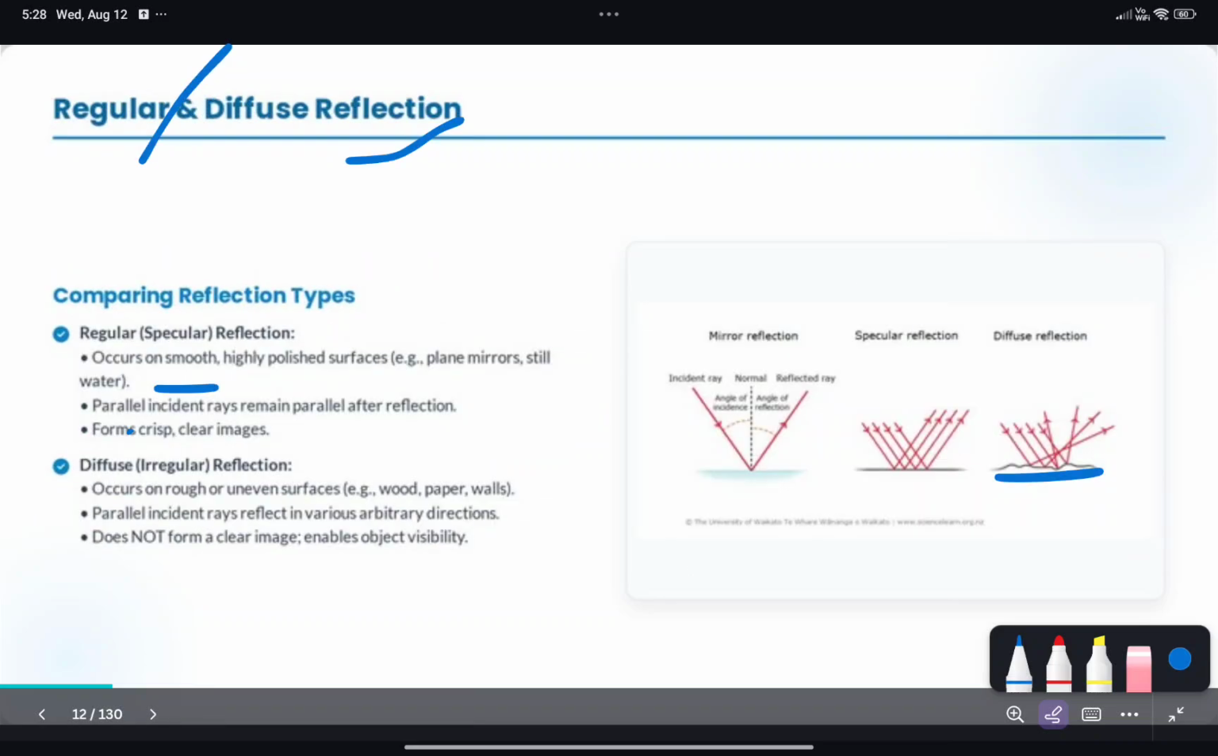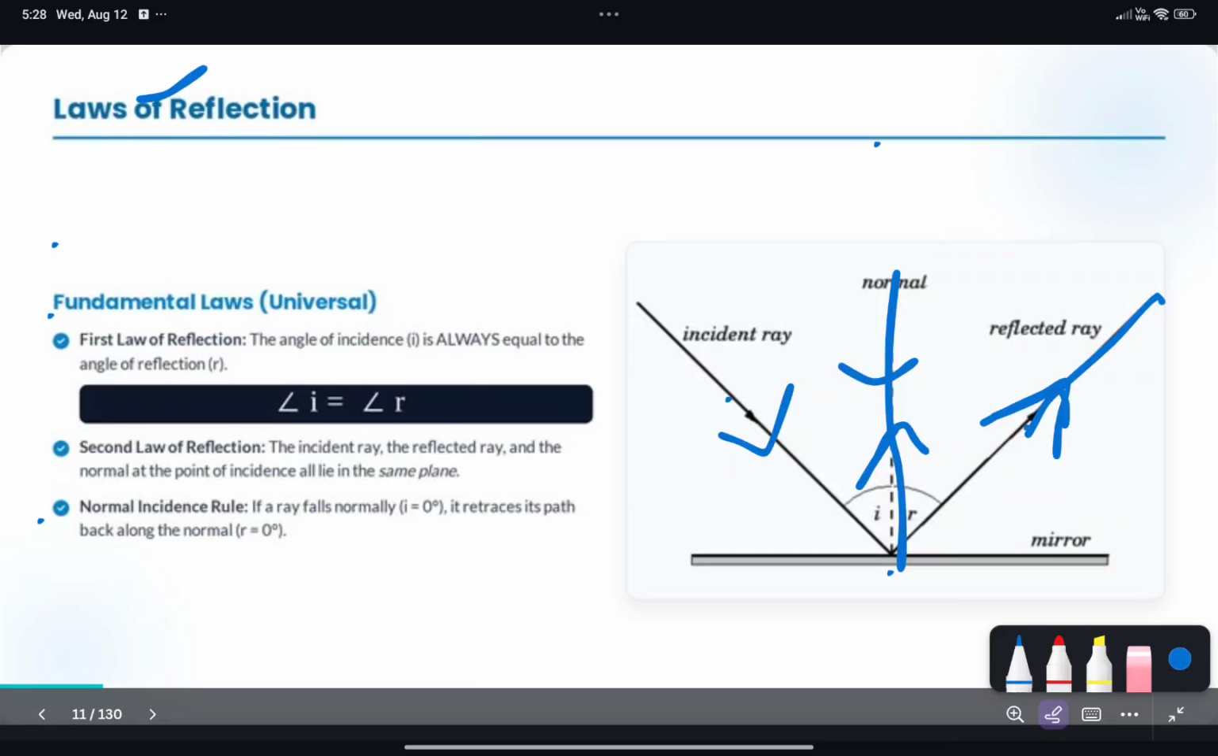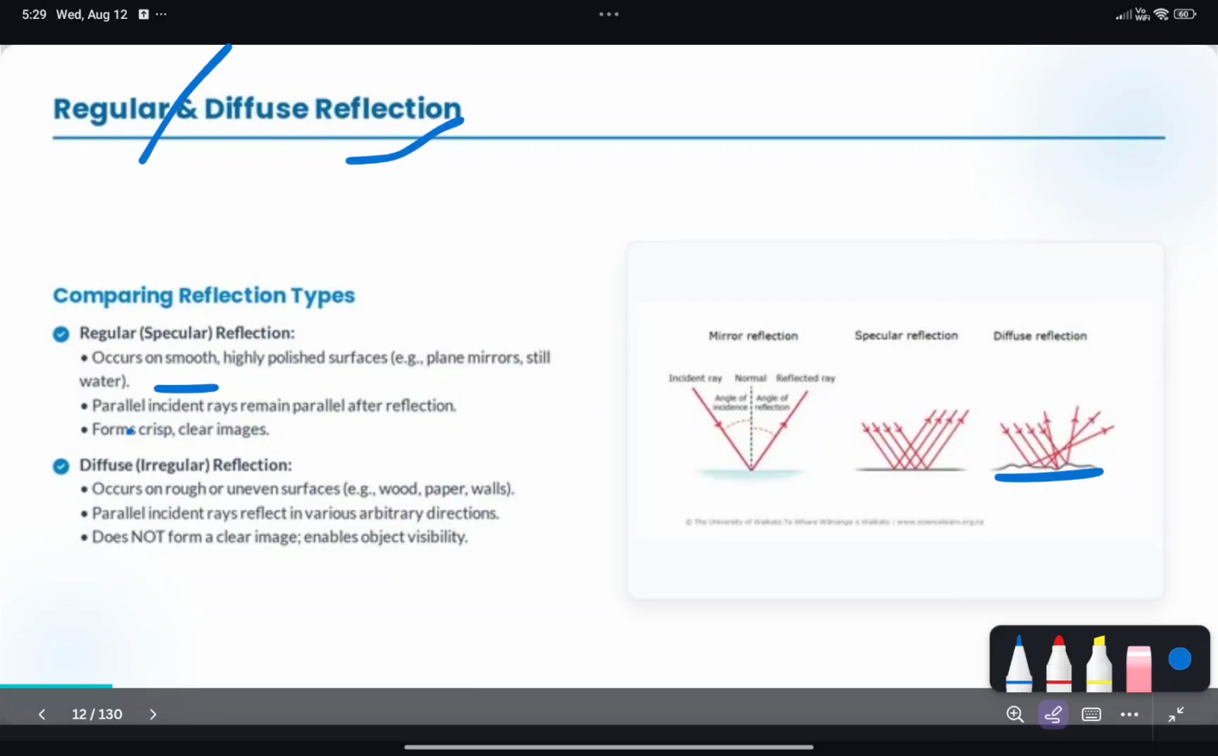There are two types of surfaces: regular surfaces and irregular surfaces. Regular surfaces means smooth surfaces. In the case of irregular surfaces, they are rough surfaces. This is the example for the regular surface. This is the example for the irregular surface. Clear?